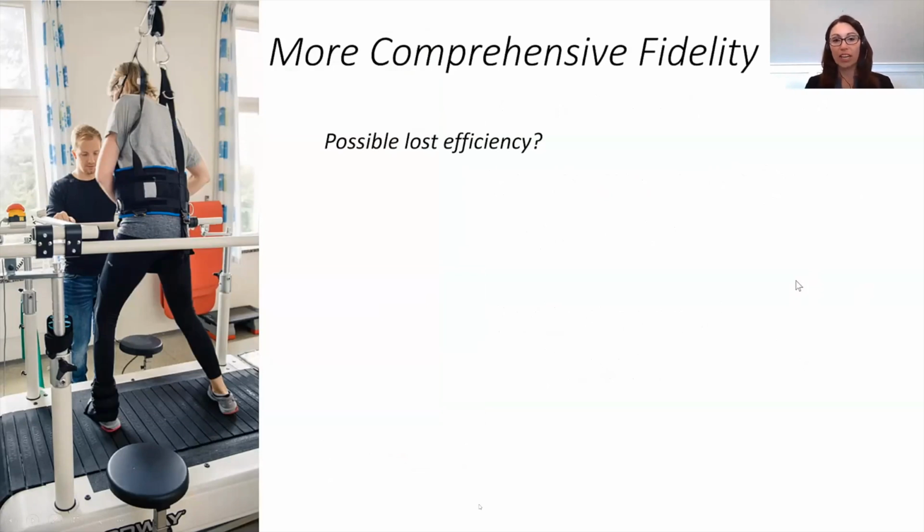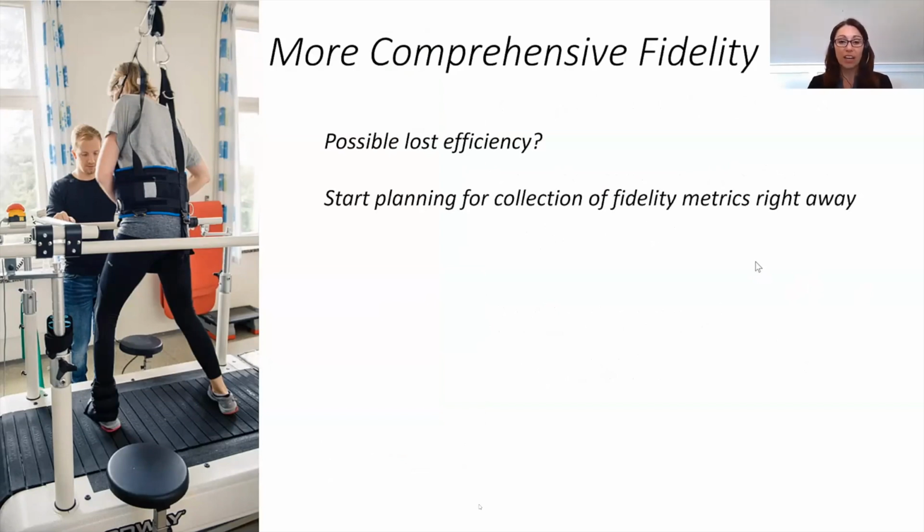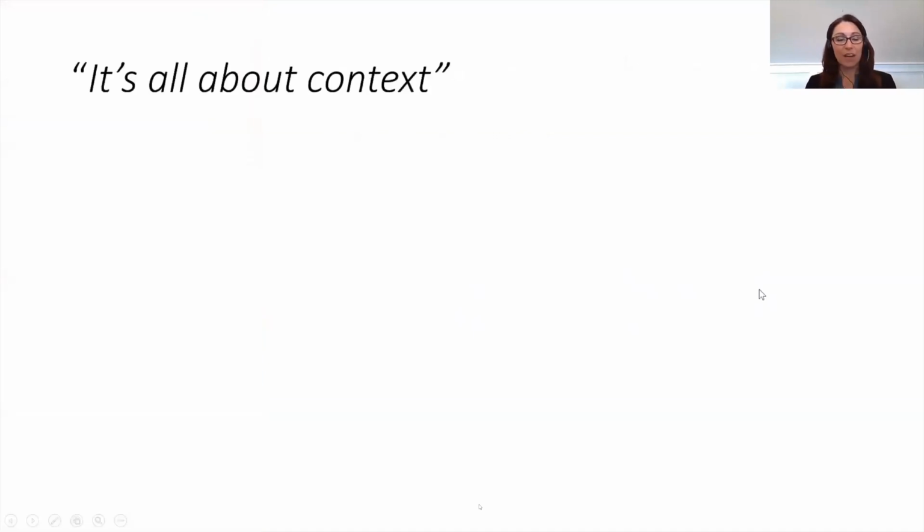If we were looking at the characteristics of physical therapy, we might have been able to capture a little bit more of what was going on during the physical therapy sessions to be more efficient with the implementation. I'd also recommend to start planning for collection of fidelity metrics right away and start planning with that IT guy so that you can get the information that you need into the medical record and get it extracted easily when you need it. And lastly, I would just like to repeat what Dr. Proctor said earlier. It's all about context.